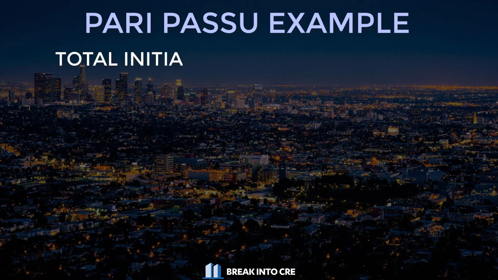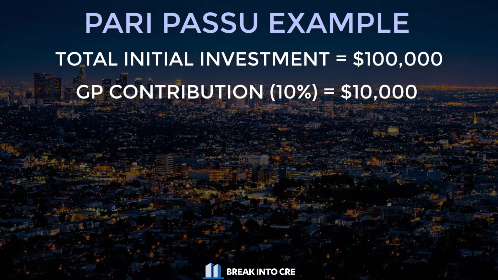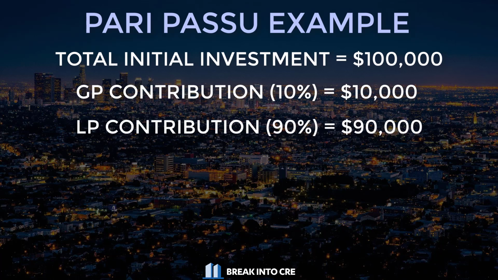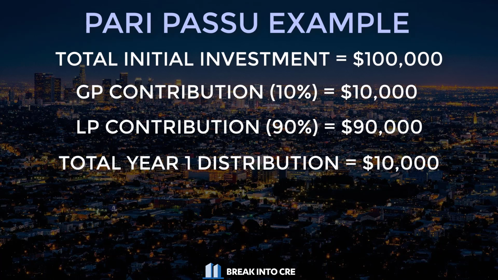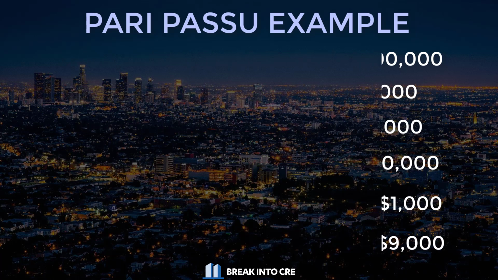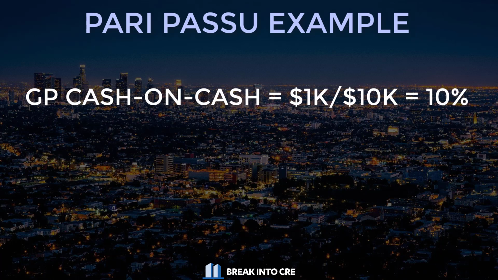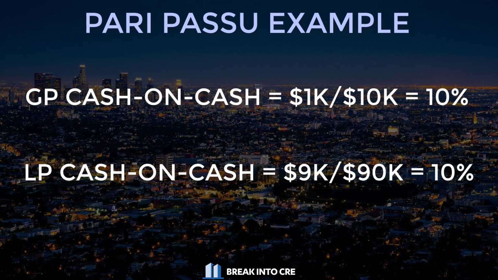So to use an example of a $100,000 total investment, assuming the GP contributes 10% of the equity, the GP would contribute $10,000 into the deal, and the LP would contribute the remaining $90,000 into the deal. And if cash flows are split pari passu based on the investor's percentage interest in the deal, this means that a $10,000 distribution in the first year of ownership would be split 10% to the GP and 90% to the LP. And if we run the math on those cash on cash returns in both scenarios, 1,000 divided by 10,000 equals a 10% cash on cash return for that GP, and 9,000 divided by 90,000 also equals a 10% cash on cash return for that LP on the deal.